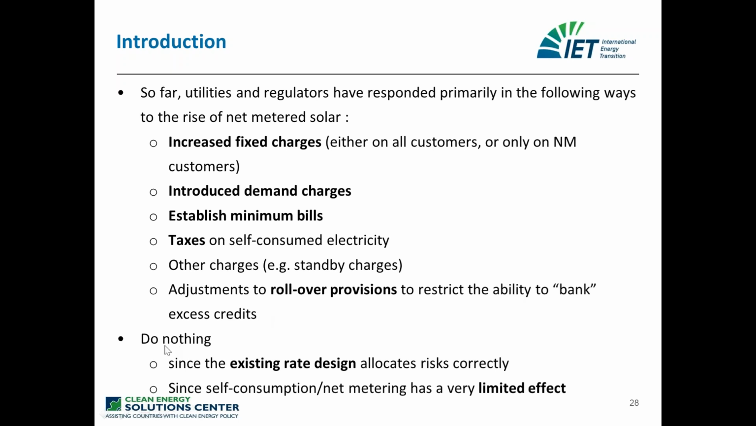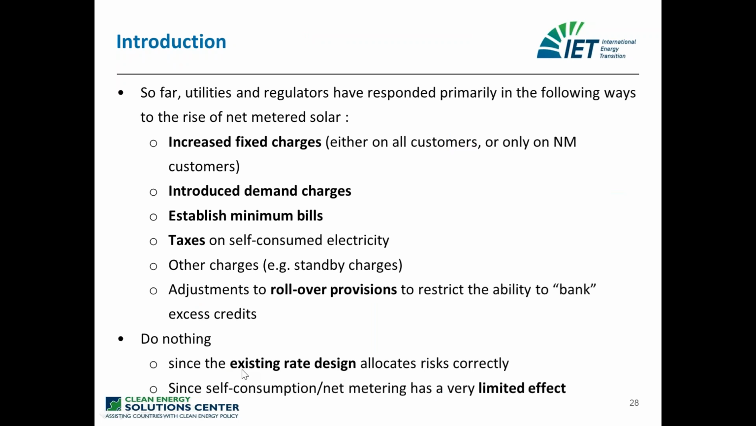What is usually not discussed when you talk with policy advisors or policymakers is the option of doing nothing, because as I mentioned before, the prosumer market has usually grown very slowly. So especially in the first years after introducing net metering, you have very, very small effects on your rate structure altogether. So you should really analyze whether an intervention is necessary, or whether the effects on your overall electricity rate design are so limited that an intervention is not really necessary.